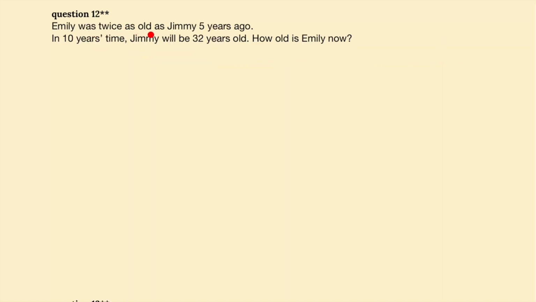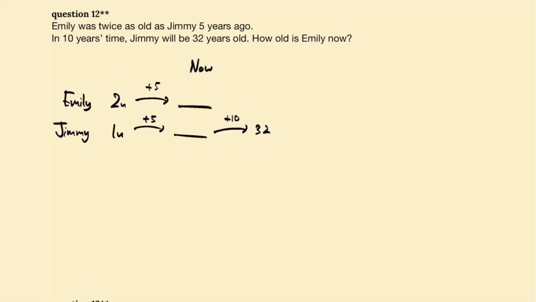Emily was twice as old as Jimmy 5 years ago. Okay, we can draw a model for that. In 10 years time, so in the future, Jimmy will be 32 years old. Well, we know that 5 years ago, the ratio was 2:1, which means if we add 5, we will get the current age. In 10 years time, Jimmy will be 32.